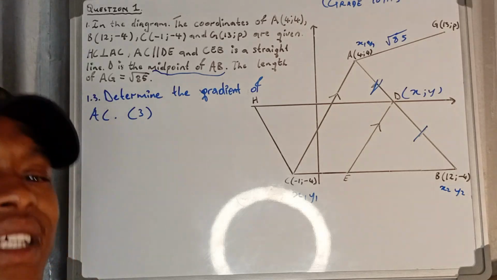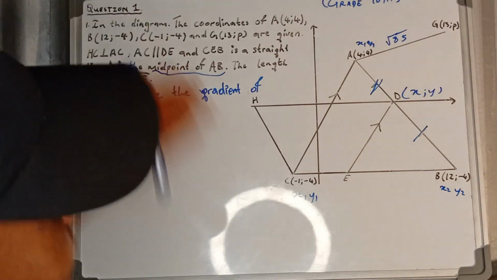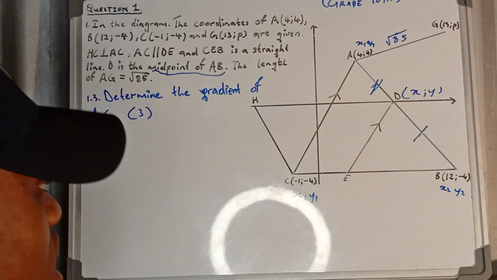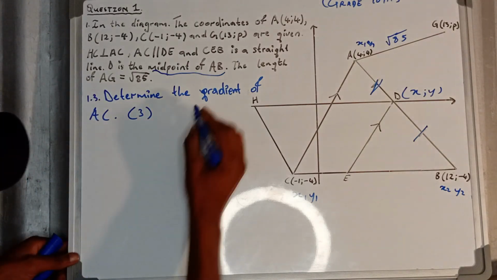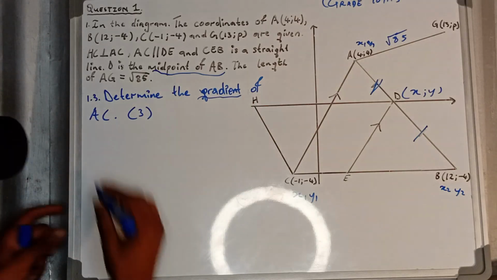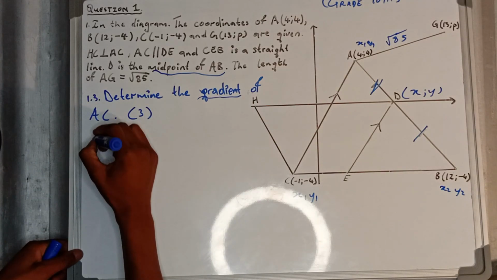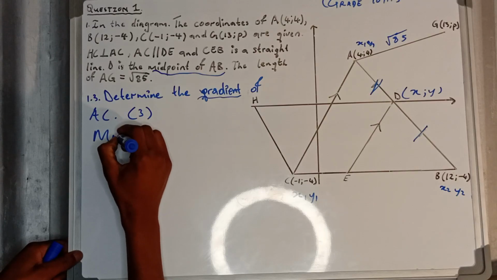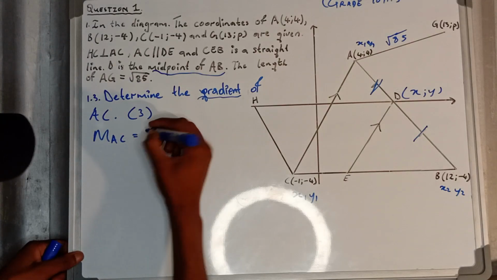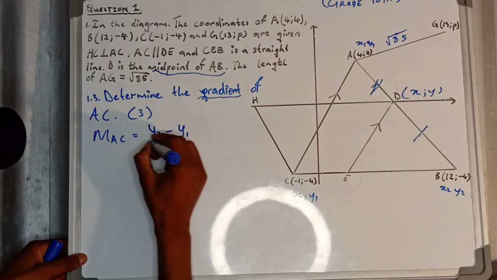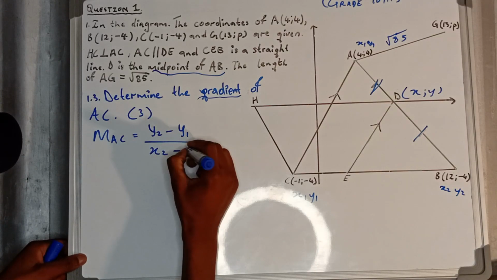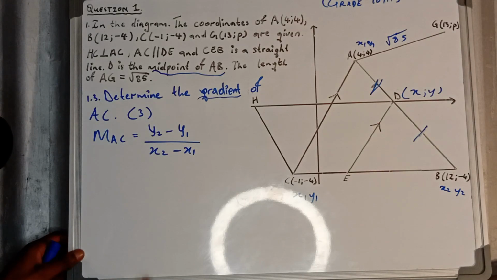Guys, this is the easiest topic that I've ever seen. I don't know why most of you are failing this, but let us focus on this. Whenever they're talking about gradient, that is easy. You're going to use the formula for gradient. The gradient of AC equals change in y over change in x, that is Y2 minus Y1 divided by X2 minus X1. I hope you're still following.